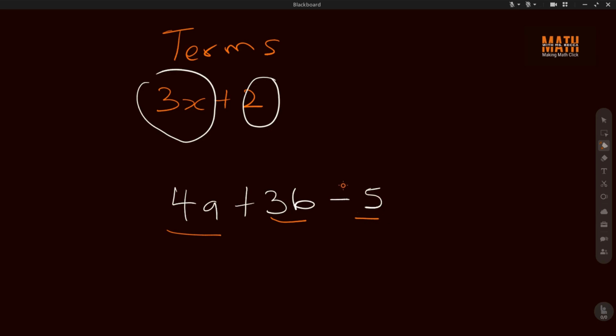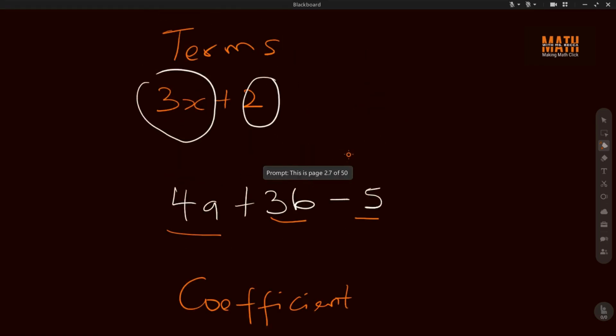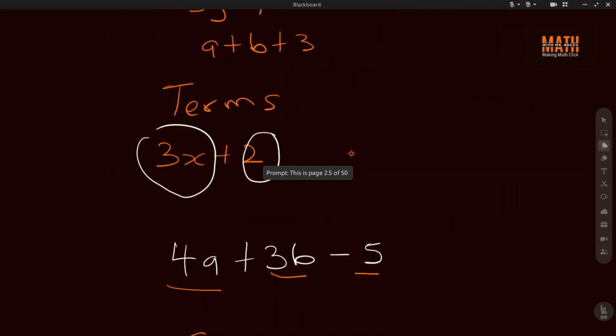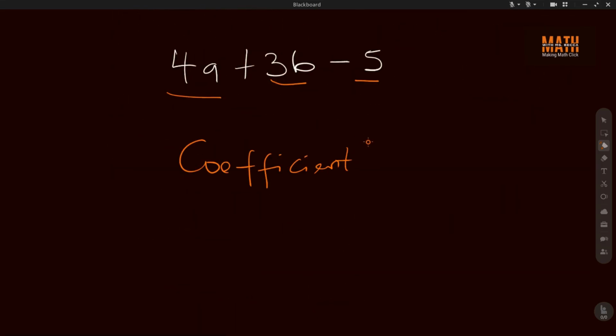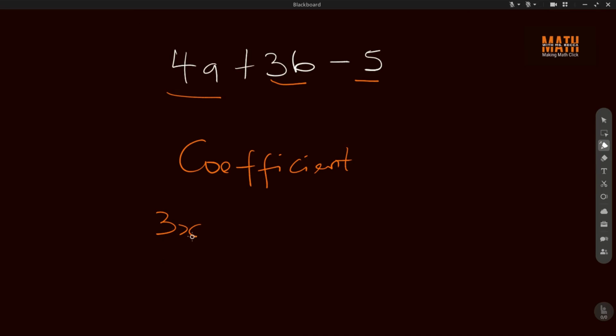Now let's talk about coefficients. A coefficient is the number multiplying the variable. Don't forget that we said the variables are letters. So any number that is multiplying the variable is a coefficient. For example, in 3x, x is the variable because it is the letter. This is the variable, and the number that is multiplying it is the coefficient.